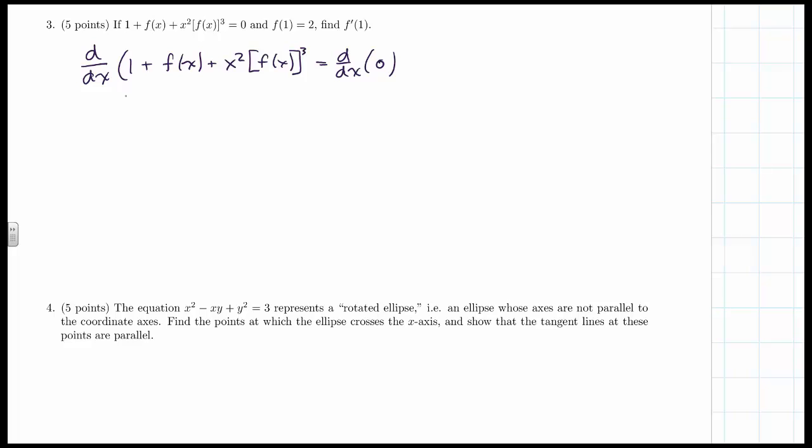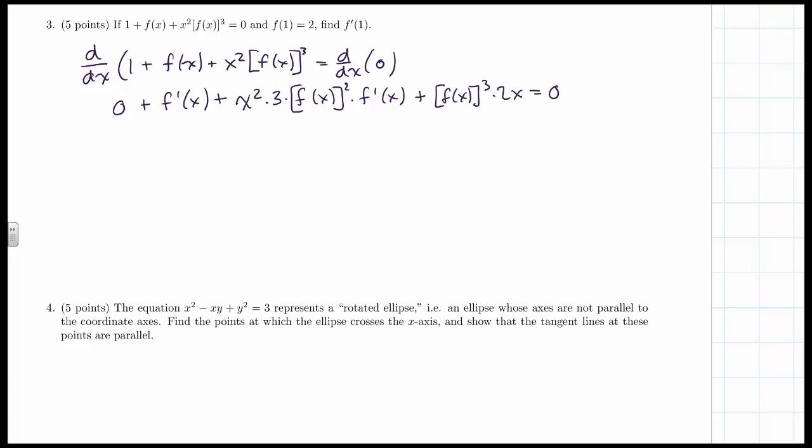So the derivative of 1 is 0. The derivative of f is f prime of x. The derivative of this is a product rule, so it's first times the derivative of the second, which is going to be 3 f of x squared, and then of course the derivative of the inside, which is f prime of x, plus the second times the derivative of the first. Of course, the derivative of 0 is 0.